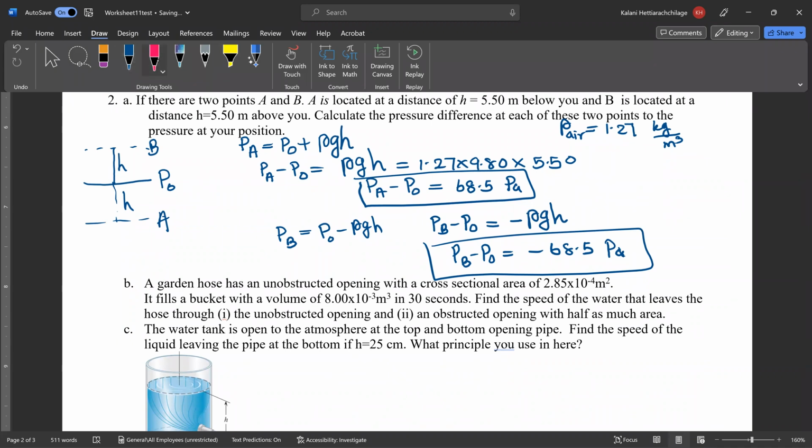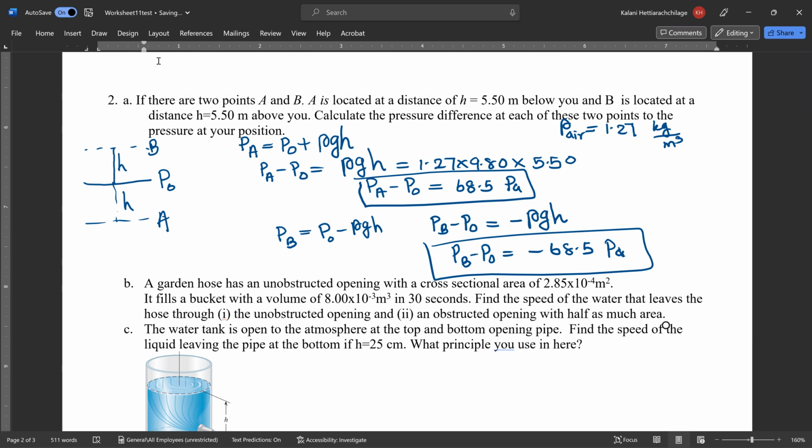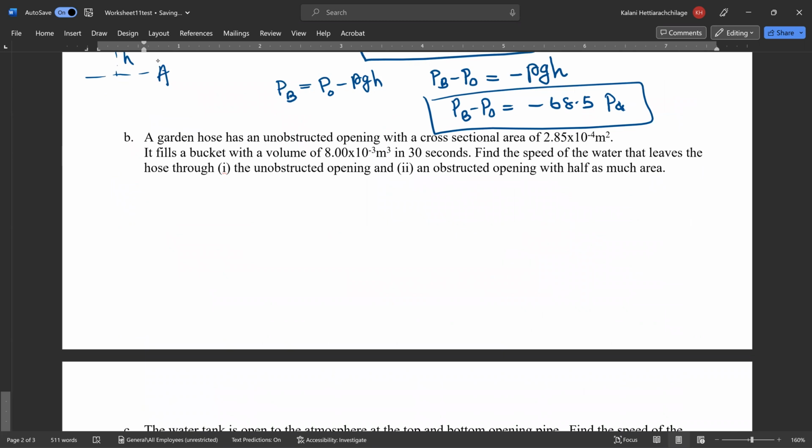Okay, so now let's move into part B in the question. In part B, you have a garden hose with an unobstructed opening with the cross-sectional area 2.85 × 10^-4 meters squared. You say there is an opening at this end, so the cross-sectional area, I'm going to write as A1.